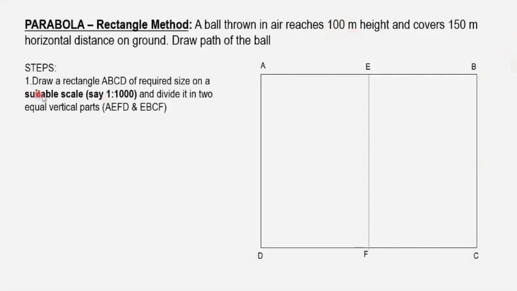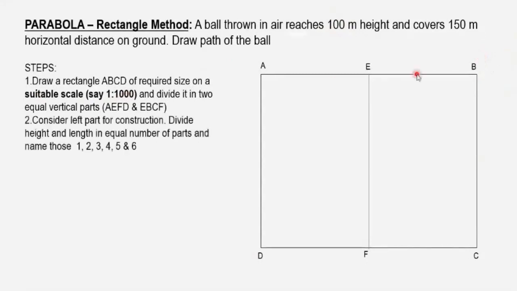So to any suitable scale as per the size of the paper available with you, draw a rectangle of the given size and divide it into two equal vertical parts. This is the first step. Consider the left part for construction, that is AEFD. Divide the height and length in equal number of parts. That is again important, that the length DA and the length DF we divide into equal number of equal parts.